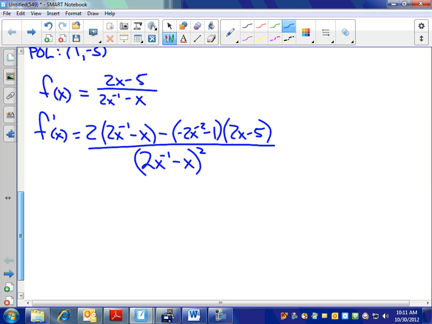Now, I want to be able to find the slope. So what do I plug in for x? I plug in 1. Do I have to simplify it before I plug it in? No. So let's just plug in 1 to this so we can come up with the slope. So forget about the simplification. Let's just plug it in and see what we come up with. Okay? So I'm going to have 2 times, what is 1 to the negative 1? 1 times 2 minus 1.